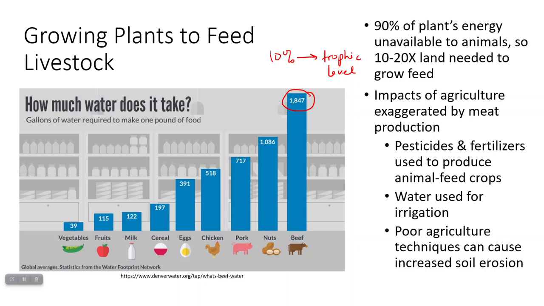So the normal impacts of agriculture are going to be multiplied by a lot when you look at meat production, because you have not only the impact of the animals, but the impact of the agriculture you do to raise the food for the animals. That includes the pesticides and fertilizers that were used to protect those crops that were used to feed the animals. That includes the water you use for irrigation, and that also includes any poor agricultural techniques that you use that are not conserving soil. So all of those are consequences of raising livestock for food.